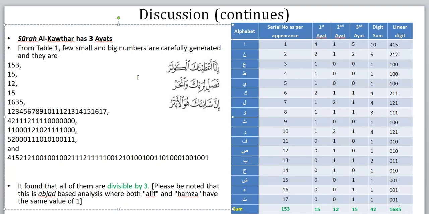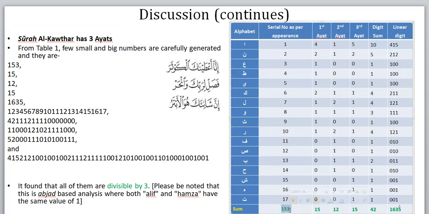Now come to slide number 4. In table 1, a few small and big numbers are carefully generated. From the analysis, a few numbers, these may be small or big, are extracted from careful analysis. Summing all these values, we get 153.